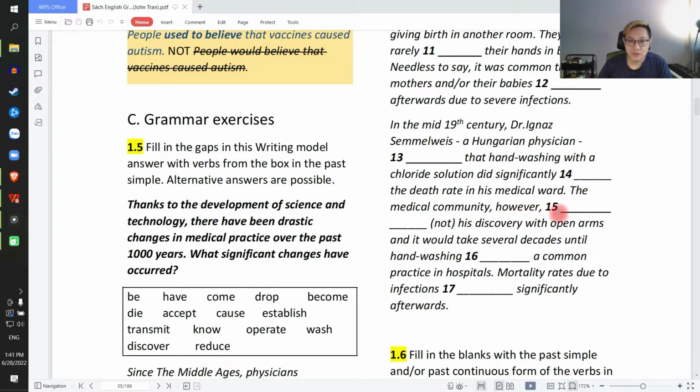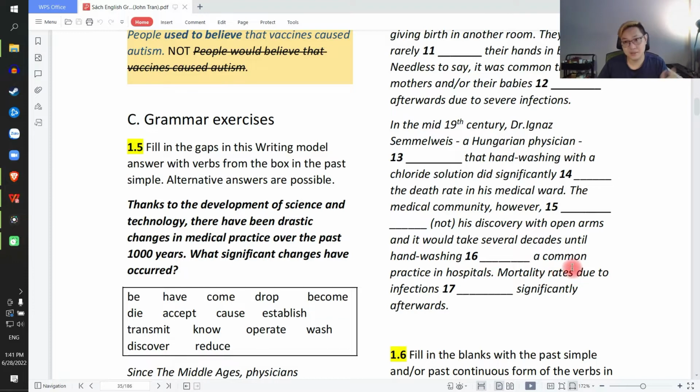Cái cộng đồng y khoa tuy nhiên đã không có chấp nhận, did not accept, cái sự khám phá của ông này với cái bàn tay mở rộng, tức là không có mở rộng vòng tay mà chào đón. Và nó tốn một vài thập kỷ, tức là mấy chục năm sau, cho đến khi rửa tay mới trở thành một cái common practice, một cái thực hành mà người ta thường làm ở trong những bệnh viện.